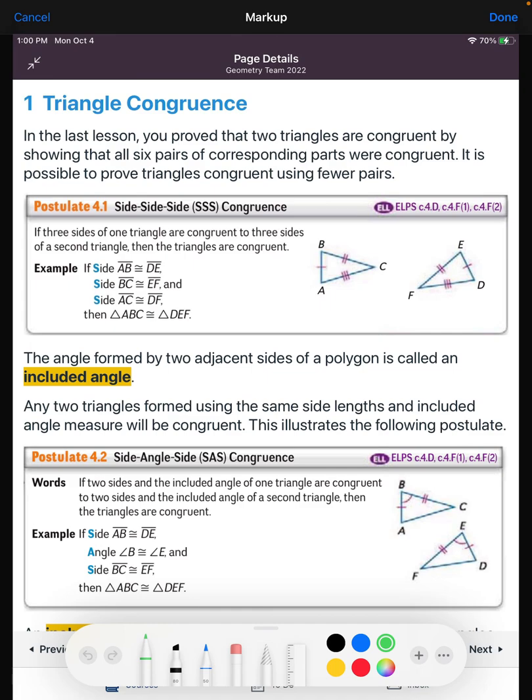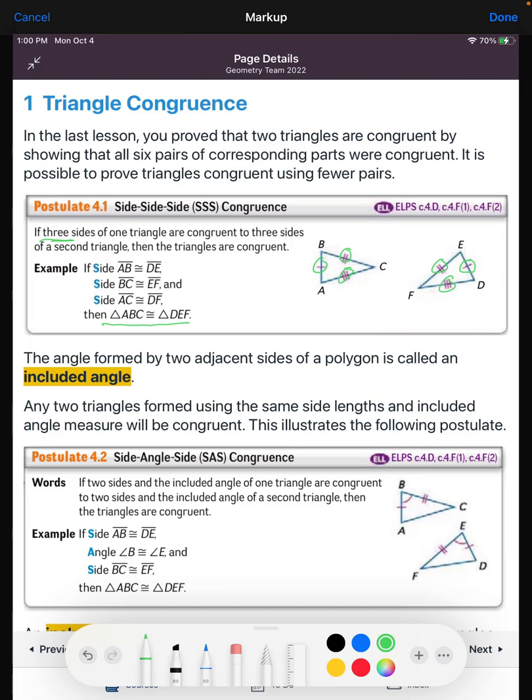So if we have three sides of one triangle, so we have 1 is equal to this one, 2 is equal to this one, 3 is equal to this one. 3 sides are congruent from the first triangle to the second triangle. Then we can say that the triangles are congruent. So triangle ABC equals triangle DEF because 3 sides are all congruent.